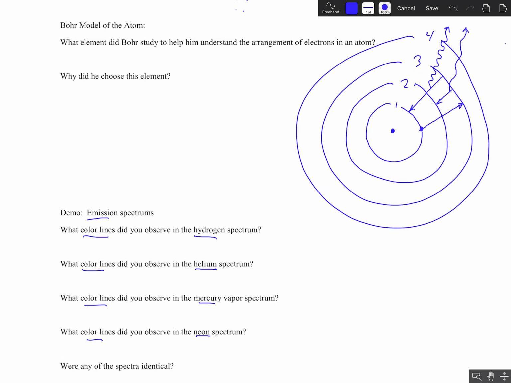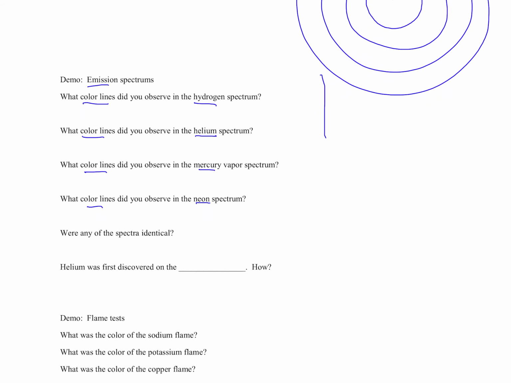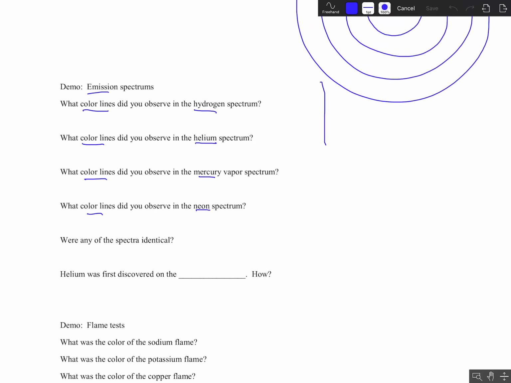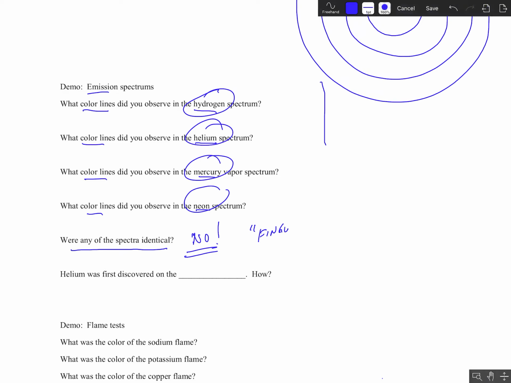So, hopefully, you guys wrote down those colors that you saw for the spectral lines for hydrogen, helium, mercury, and neon. And the important part here is, were any of the spectra identical? No, they were not identical. Every element has its own unique spectrum. It's sort of a fingerprint of an element. Every element has a different spectra because they have different energy levels and different numbers of electrons that are moving in those energy levels.